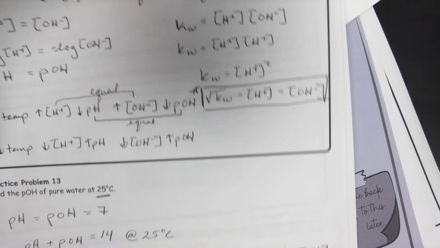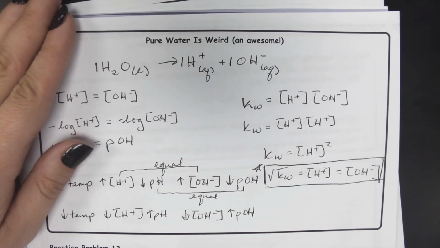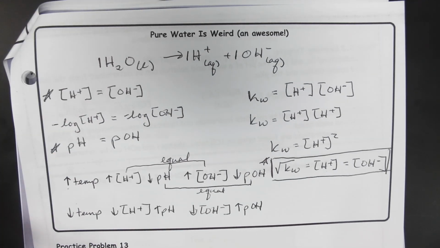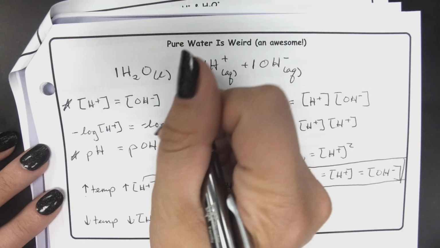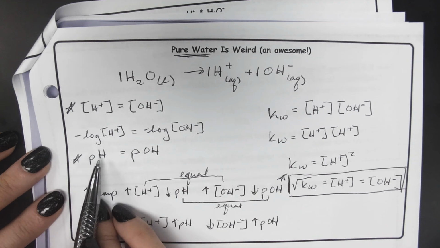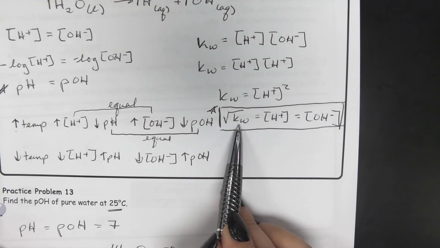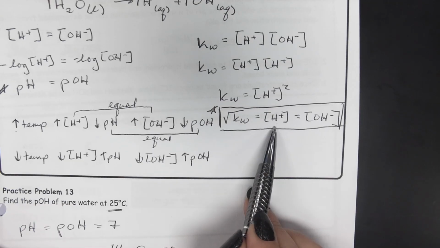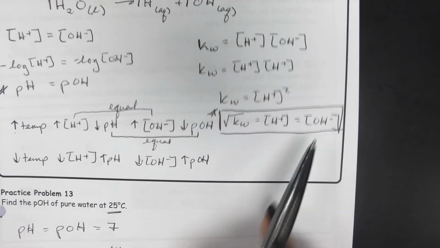Okay? We're going to get lots of practice with this in class because water is cool, but it's really weird, and they like to give you problems where the temperature is not 25 degrees Celsius. So don't forget that no matter what the temperature is, if it's pure water, H+ always equals OH-, pH always equals pOH. And if they give you the number for Kw, you just take the square root of it, and that will equal the concentration of H+, which will equal the concentration of OH-.